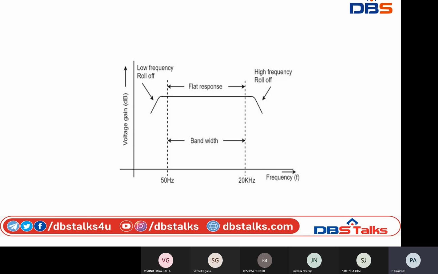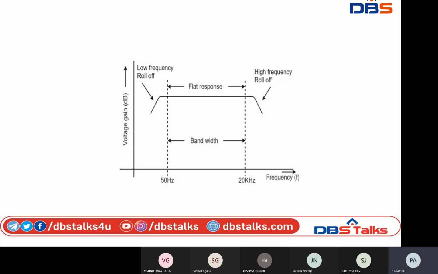From this graph, just look here. At low frequencies, the reactance of the coupling capacitor, that is CC, is high, which causes only a small part of the signal to couple from one stage to the other. Moreover, in the same case, the reactance of the emitter capacitor, that is CE, will also be high, so it fails to shunt the emitter resistor RE effectively. Finally, this reduces the voltage gain at low frequencies.